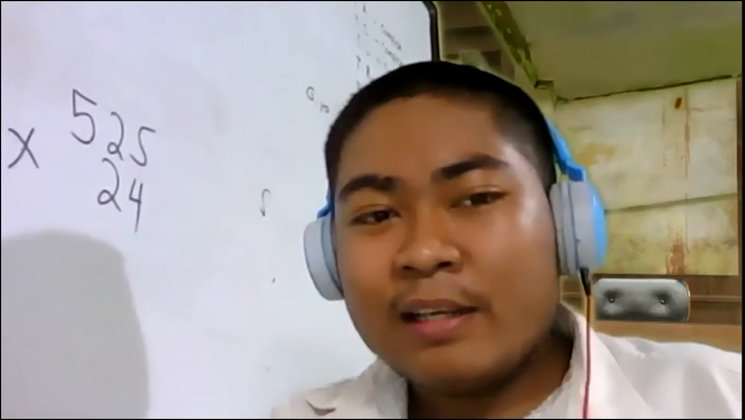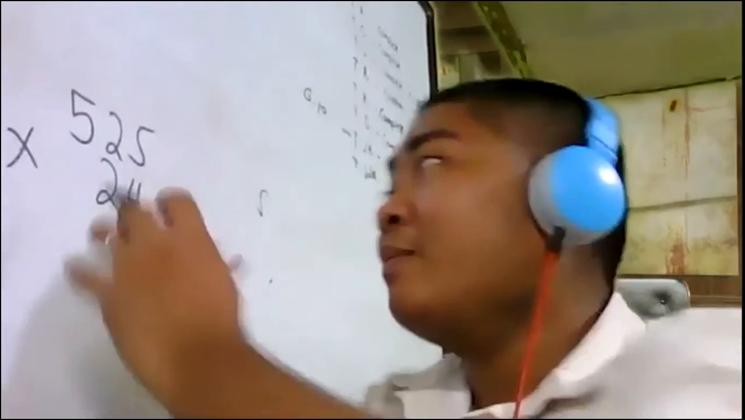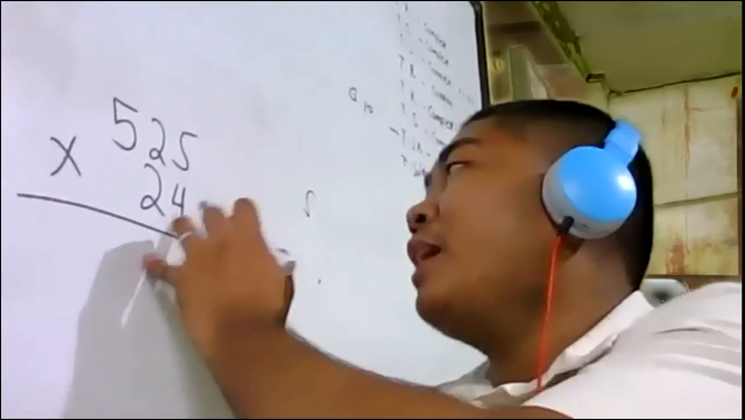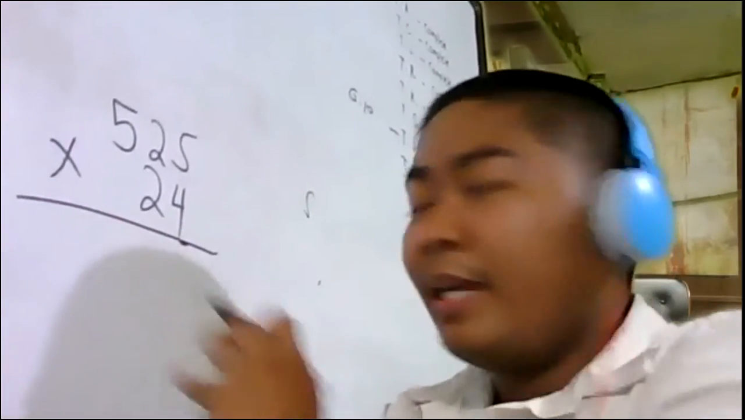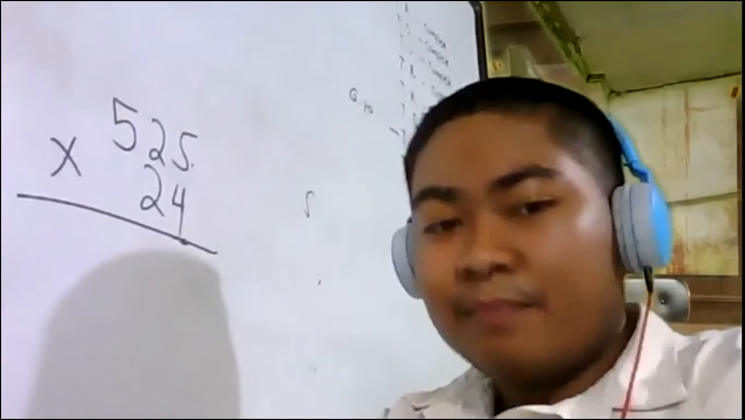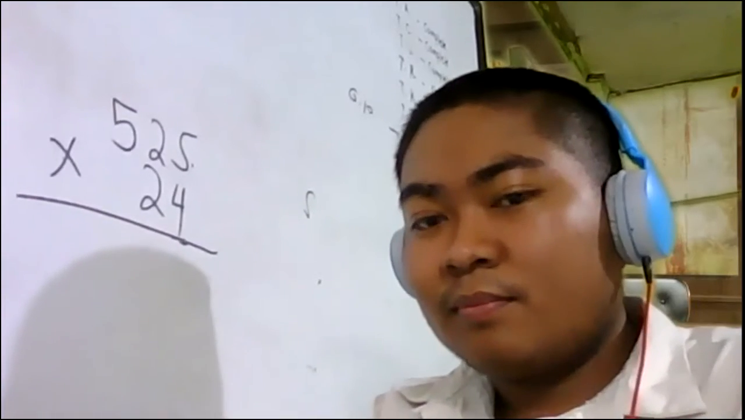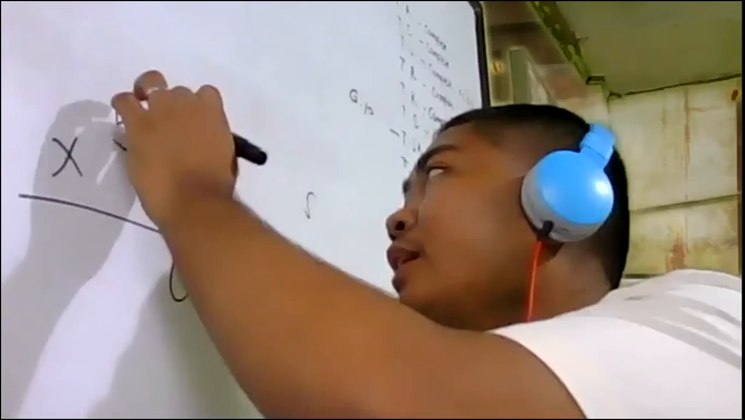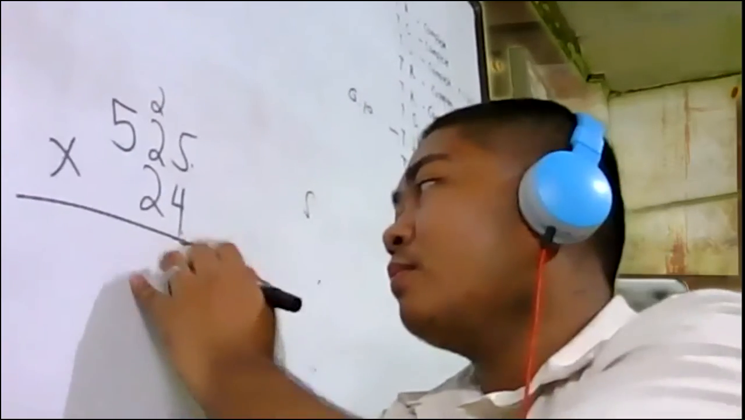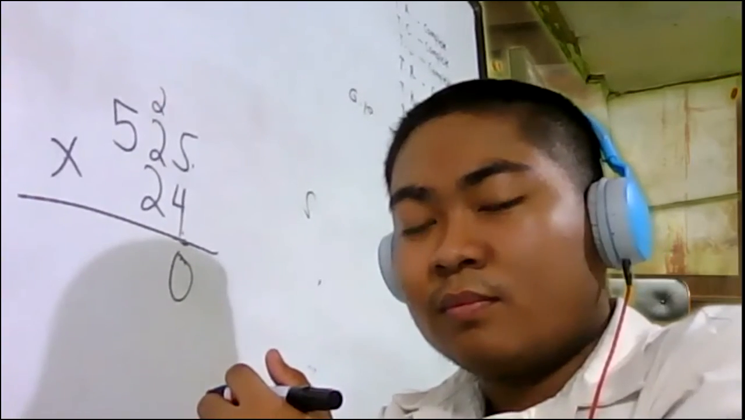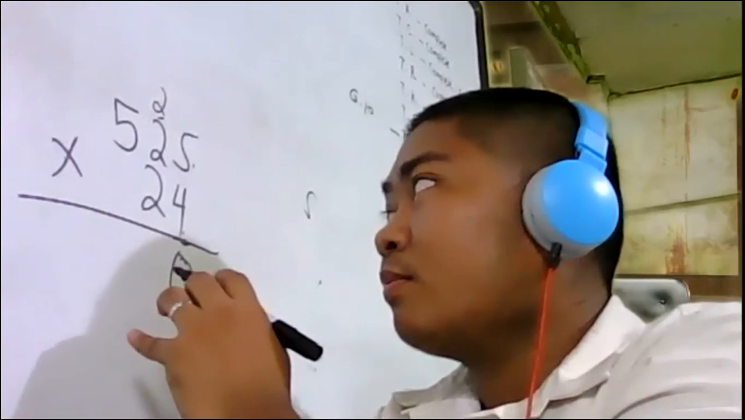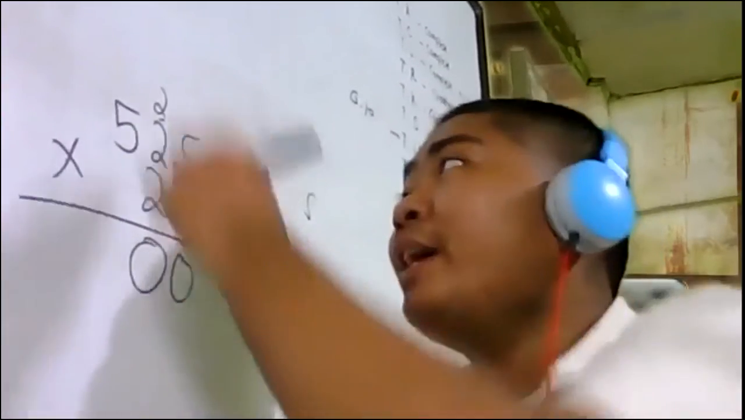Okay, so we have 525 times 24. Therefore, multiply muna natin si ones digit. Okay? So, 4 times 5, 20. 4 times 2, 8. 8 plus 2, 10. So 0, carry 1.